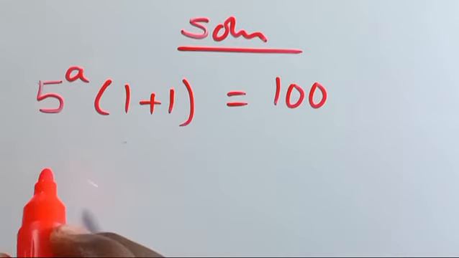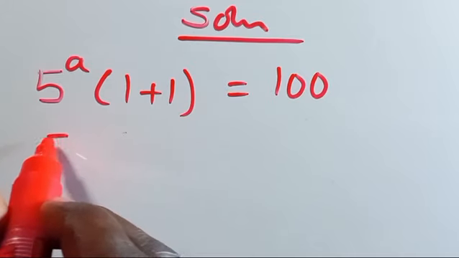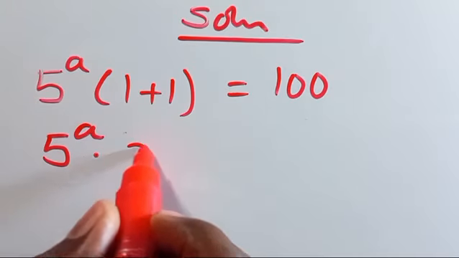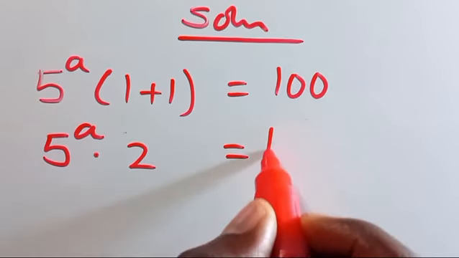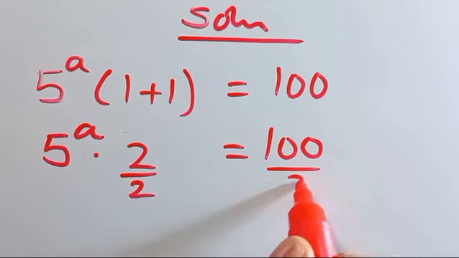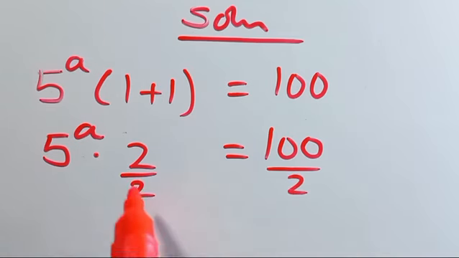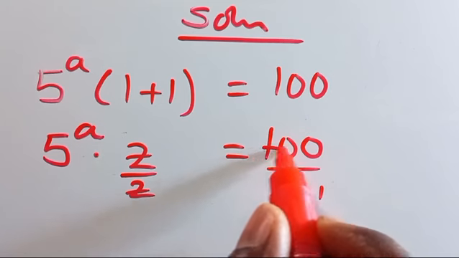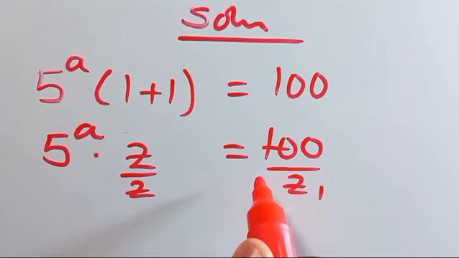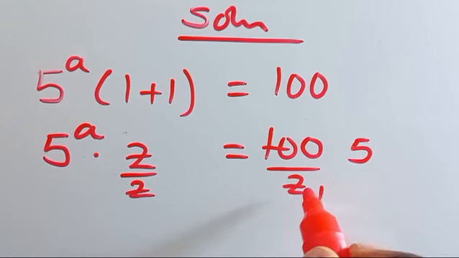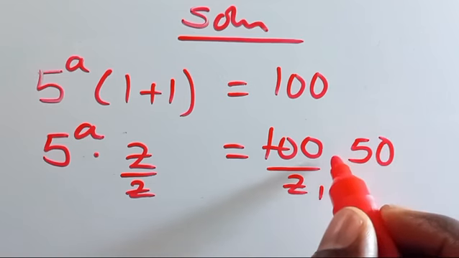So from here, we have 5 to the power of a multiplied by 1 plus 1 will give us 2, then equals 100. Then we divide both sides by 2. So this 2 cancels out this 2, but 2 here is 1. 2 in 100 will give us 50. So from here we have this to be equals 50.